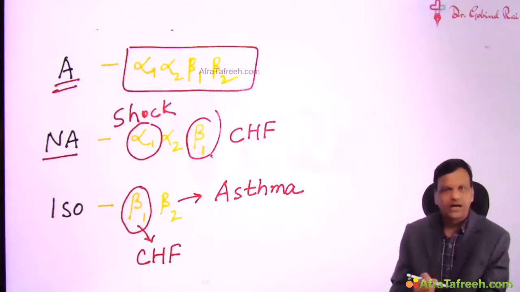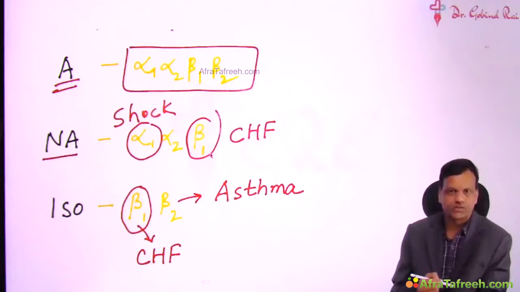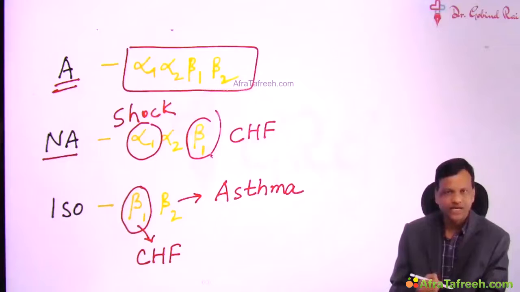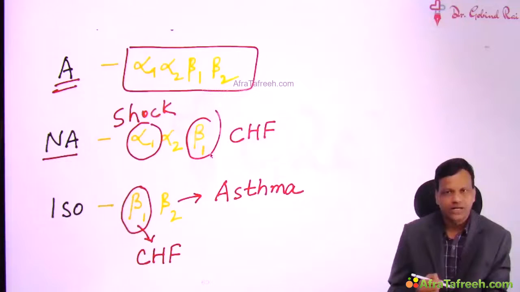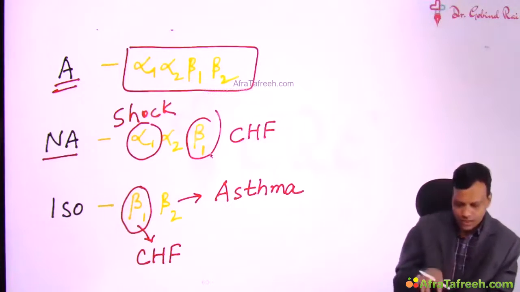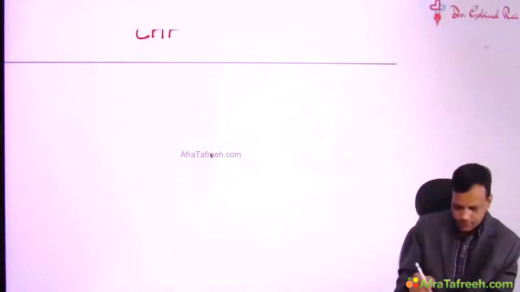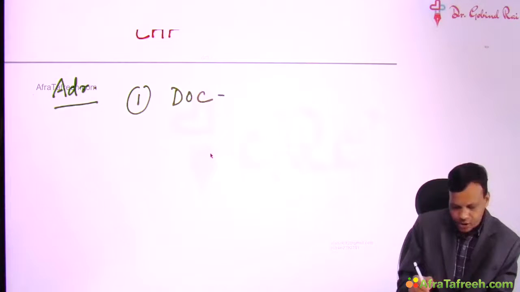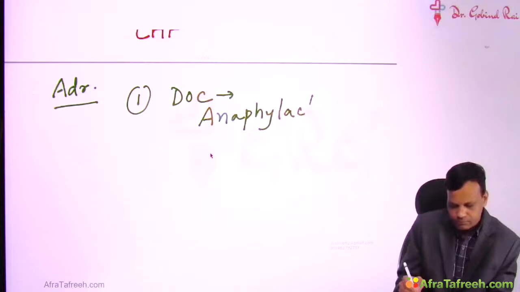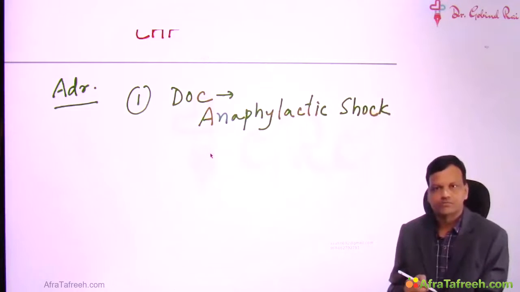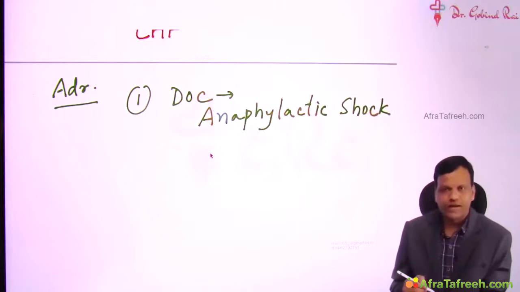But practically, adrenaline has very few uses. The reason is adrenaline is very toxic. A slight overdose can cause arrhythmia and the person can die. So adrenaline has specific uses only, and the important uses of adrenaline to remember. Adrenaline is a drug of choice for anaphylactic shock.